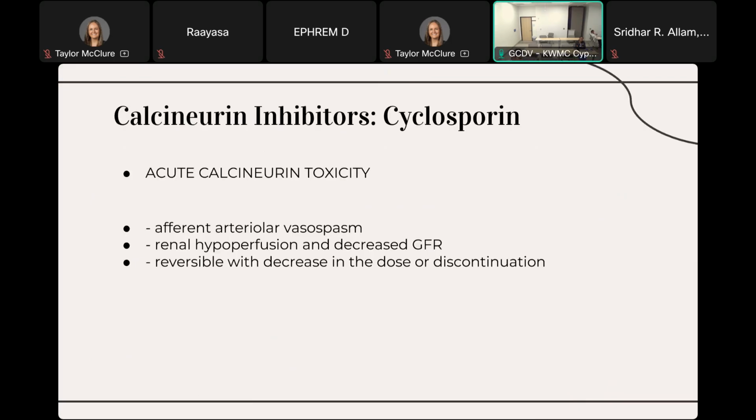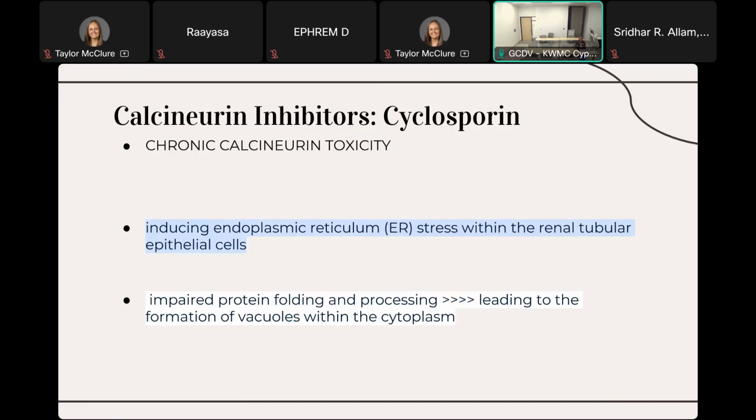Okay, cool. So let's talk about calcineurin inhibitors, cyclosporin. Calcineurin inhibitors can cause two kinds of kidney damage: acute calcineurin toxicity and chronic calcineurin toxicity. Acute calcineurin toxicity affects the arterioles, causing vasospasm. That's how it can reduce renal perfusion and GFR. Acute calcineurin toxicity tends to be reversible. When a patient's tacrolimus level goes up, if you immediately stop the tacrolimus or reduce the dose, it is reversible. Now, how does chronic calcineurin toxicity happen?